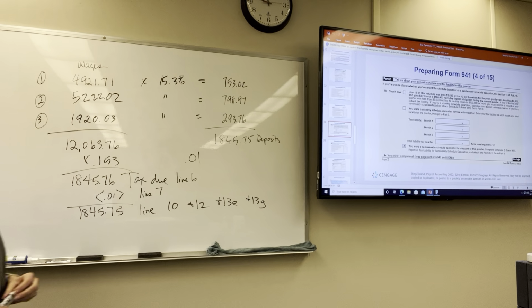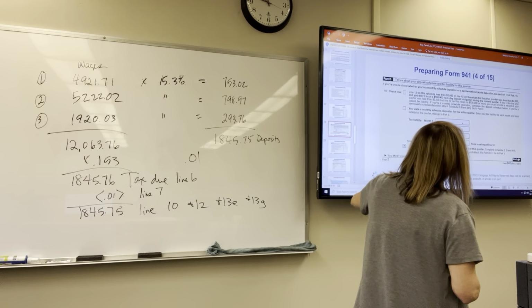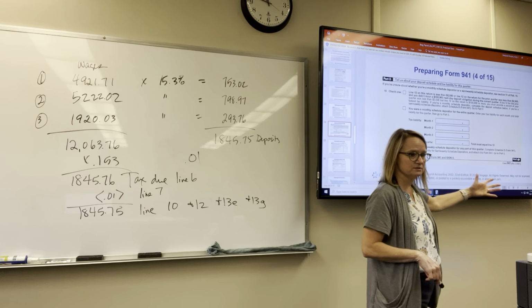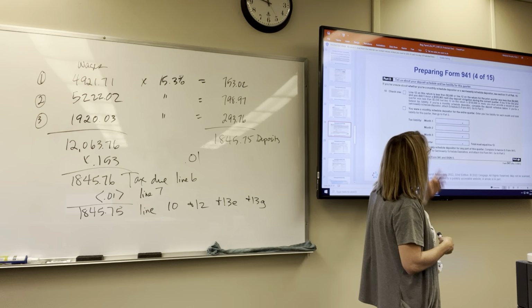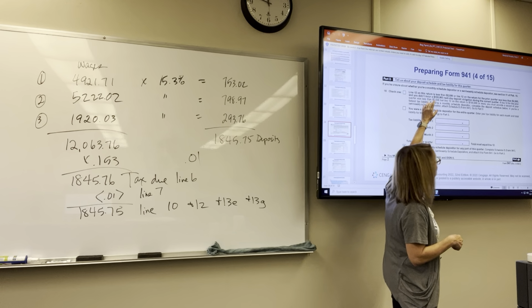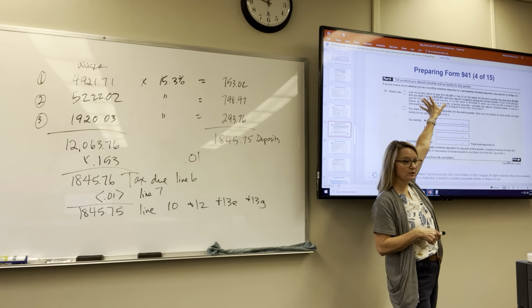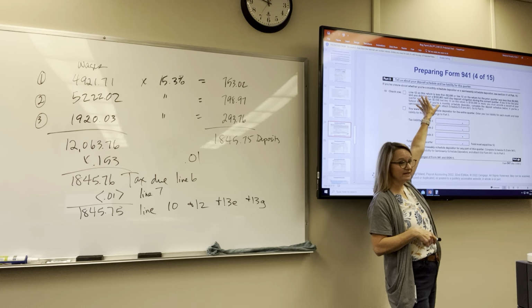All right. Part 2 pertains to deposits that were made. Tell us about your deposit schedule and tax liability for this quarter. So this first one, and by the way, all of these forms, really all you have to do is read the lines. They will tell you exactly what they're looking for.